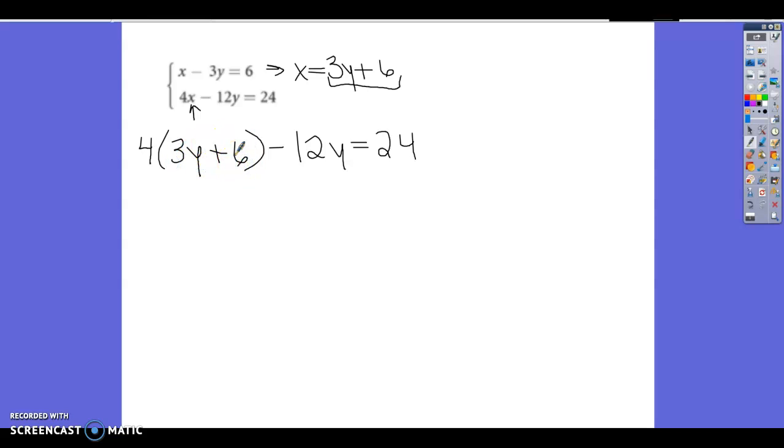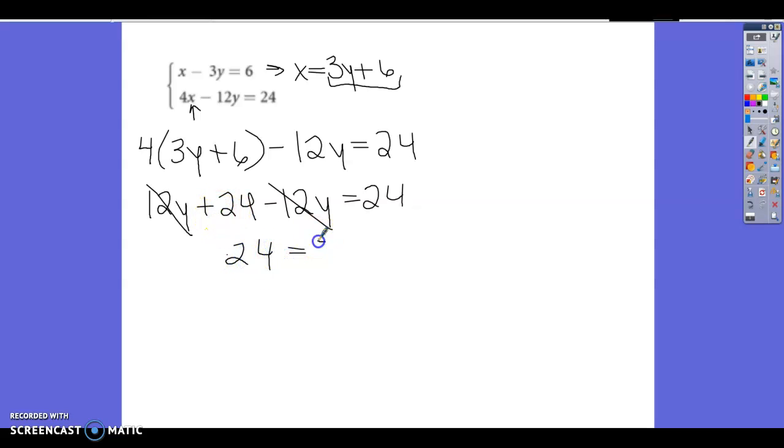Again, you can solve for any variable, but when I look at these two equations, x is definitely the easiest to solve for. So I'm going to distribute again. 3 times 4, so 12y. 4 times 6. Bring down all this other stuff, and then combine like terms. The 12y and minus 12y are on the same side, and now I have 24 equals 24. This is a true statement. That means these are equivalent expressions, which means that this is all real numbers. So an infinite number of solutions.